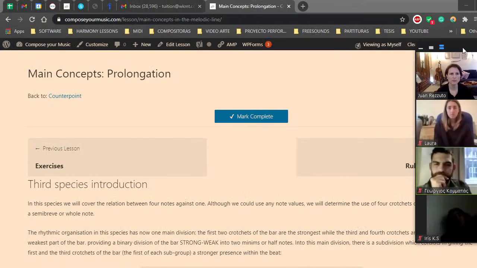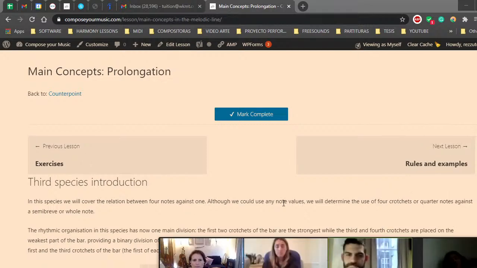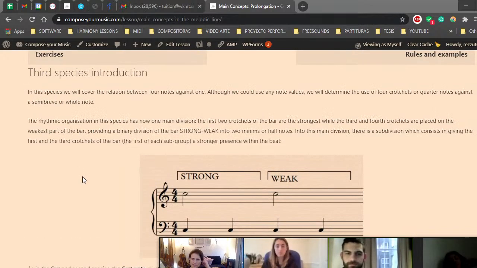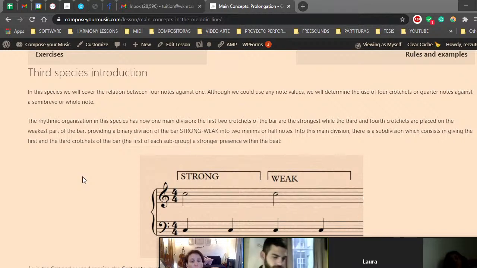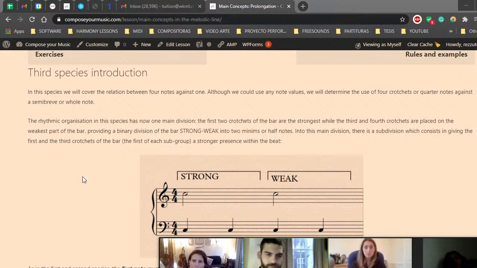Third species introduction. In this species, we will cover the relation between four notes against one. Although we could use any note values, we will determine the use of four crotchets or quarter notes against a semibreve or whole note. In fairness, you can use four semiquavers against a crotchet, or four minims against a breve, whatever. In this case, remember, we have a 4/4 time signature: four crotchets against a semibreve.